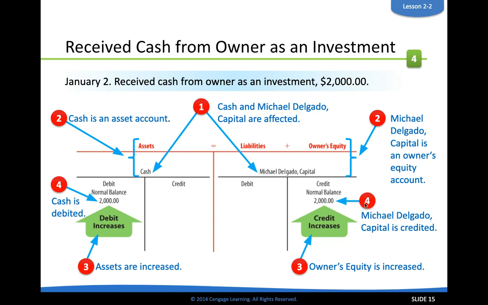Number 4, part 2. Remember, on the right side of the accounting equation, we have liabilities and owner's equity. Delgado Capital is an owner's equity account. And so we know that in order to increase this, because again, like in chapter 1, when one side increases over here, we need to increase something over here to keep them equal. So now we need to credit, because owner's equity is on the right side of the accounting equation. Credits are on the right side of the T chart. And so we need to credit Michael Delgado capital account by $2,000.